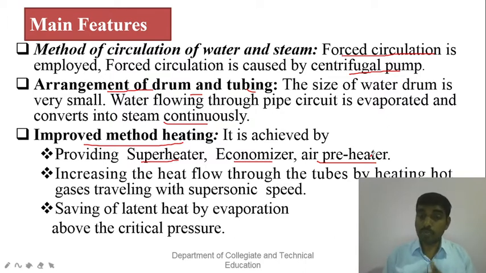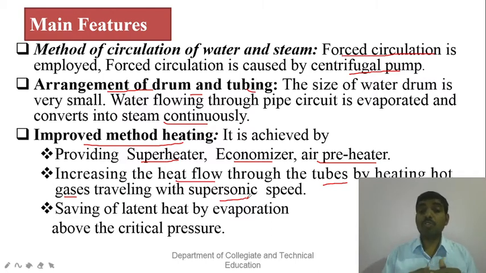We are able to reach a pressure of up to 165 bar, as well as a temperature of more than 540 degrees centigrade, because we are providing superheater devices, economizer devices and air preheater devices. Secondly, it increases the heat flow through the tubes, as the hot gases travel at supersonic speed.